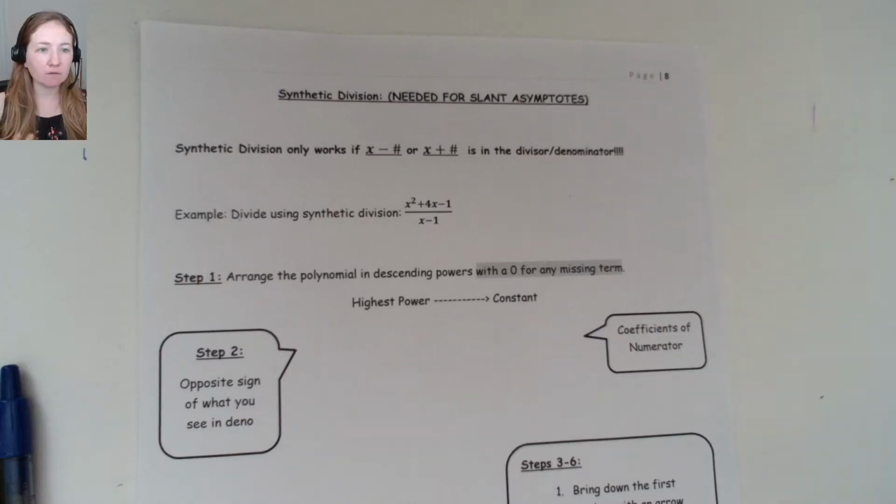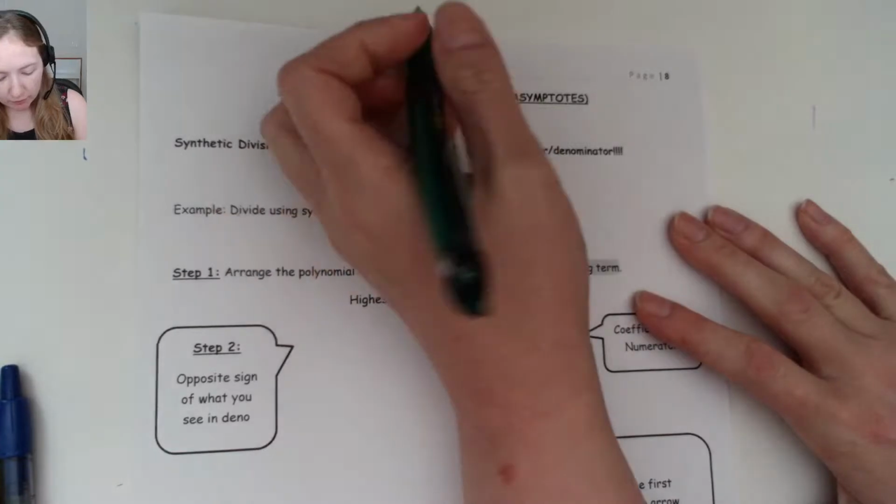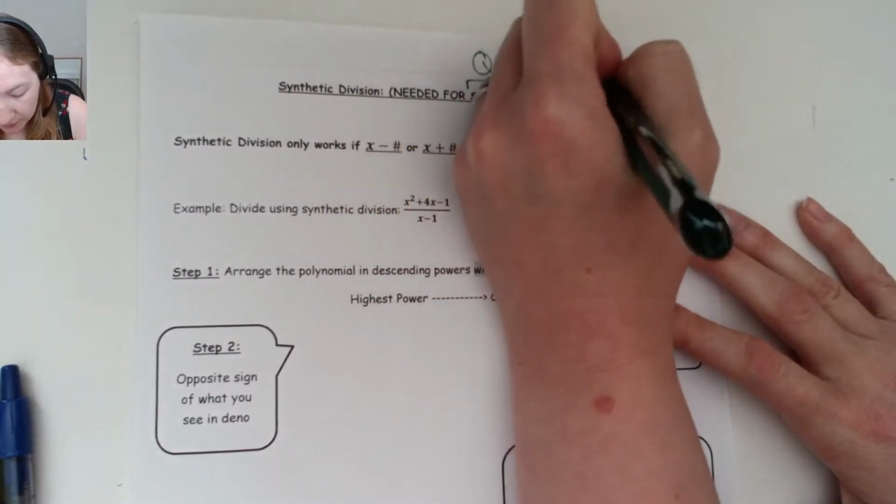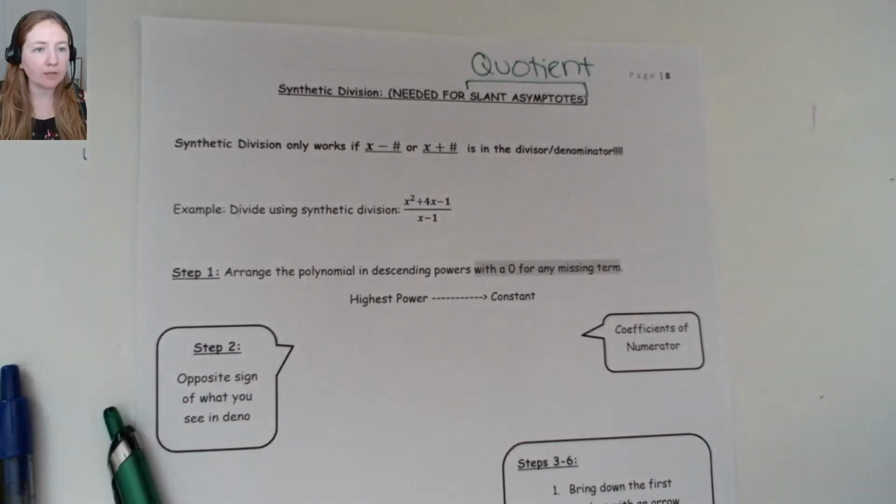Okay, so we need division for slant asymptotes because we need to find the quotient. Remember, the slant asymptote is simply the quotient. Now, in this course, the questions should all only require synthetic division. You could technically use long division to find the slant asymptote, but everything should just be a synthetic division problem.